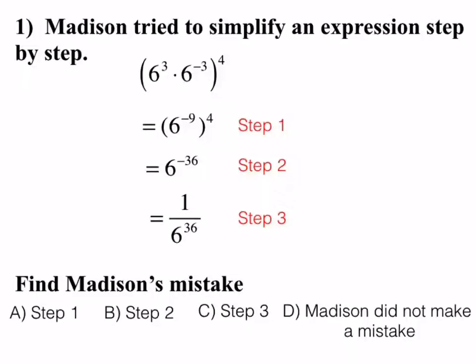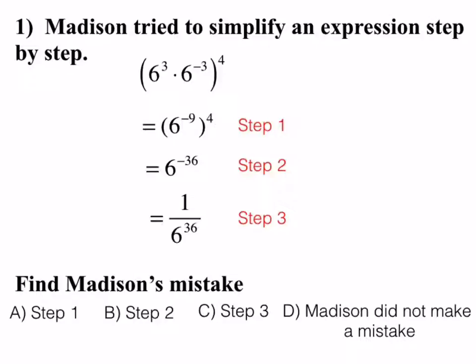Let's take a look at that carefully. First of all, did Madison make a mistake? Yes or no? Yes. All right. Which step? Step 1, because that 6 to the negative 9 power should not be 6 to the negative 9. What should it be? 6 to the 0.